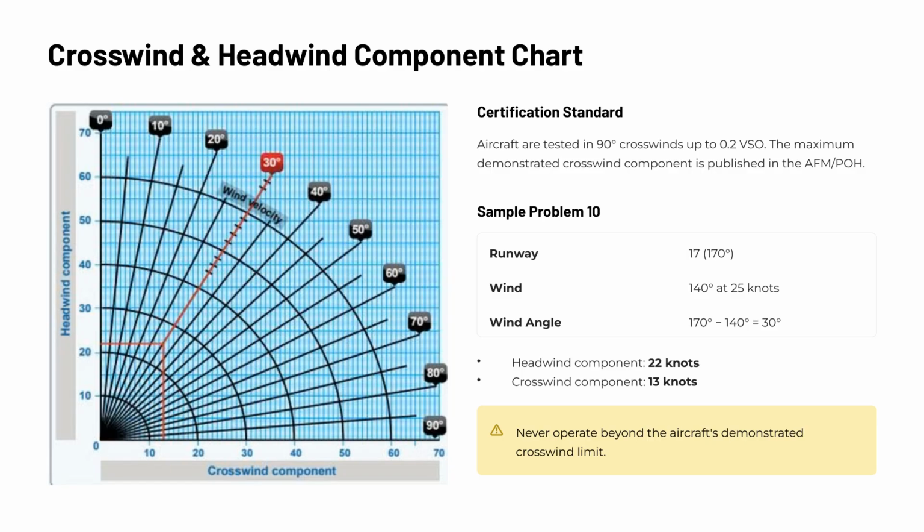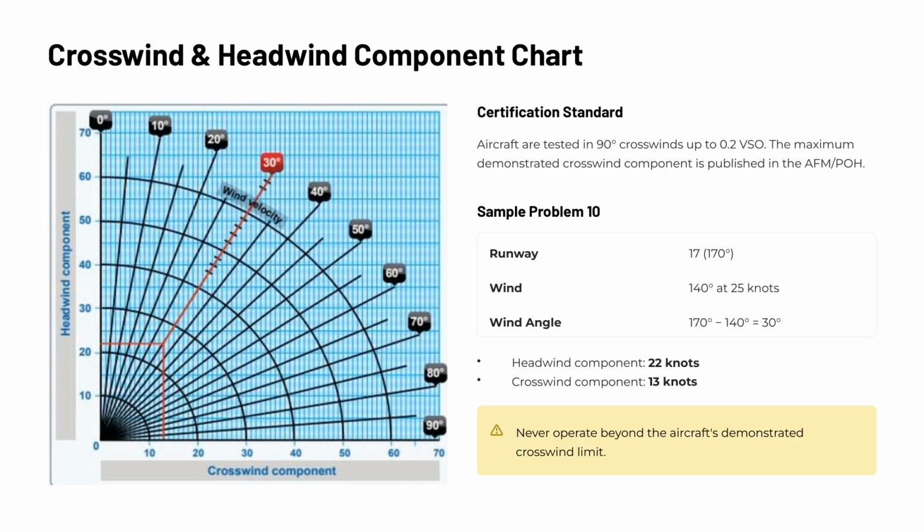When operating in crosswind conditions, it's important to understand how your aircraft was certified and what its published limits actually mean. Certification standards require that aircraft be tested in 90-degree crosswinds up to 20% of VSO, which is the stall speed in the landing configuration. The maximum demonstrated crosswind component resulting from that testing is then published in the Airplane Flight Manual or Pilot's Operating Handbook. Never exceed that value.